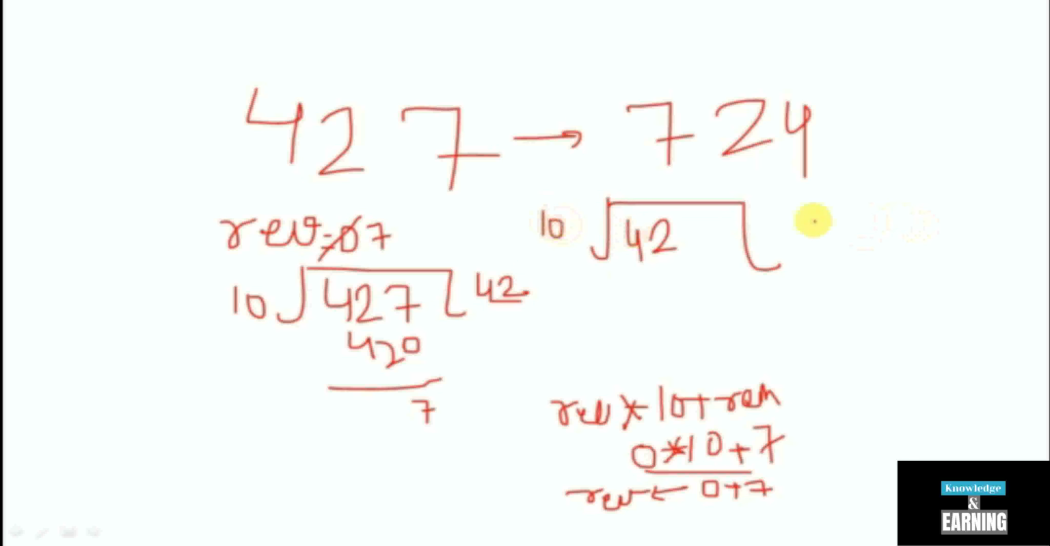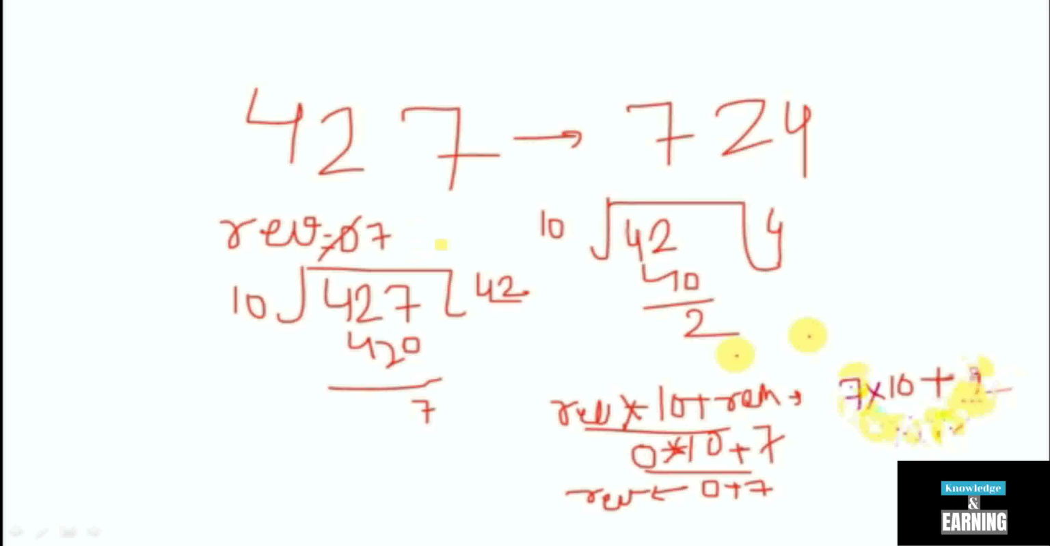So 10 4s will be 40, and I will be getting 2 as the remainder. So do this calculation once more according to this formula. The reverse is 7, the previous value, multiplied by 10 plus the current remainder, that is 2. So we got this 7 from here and we got this 2 from here. So it will become 70 plus 2. So the reverse will be 72 next time.